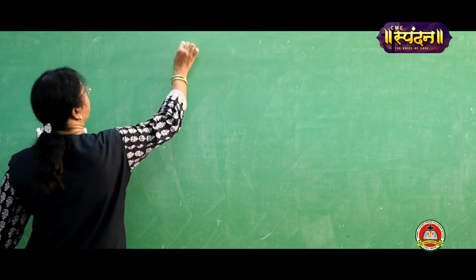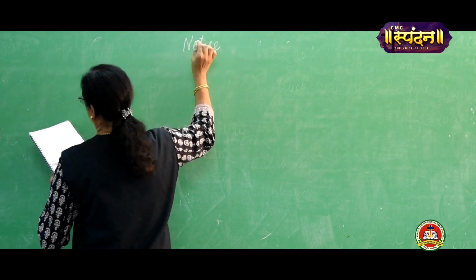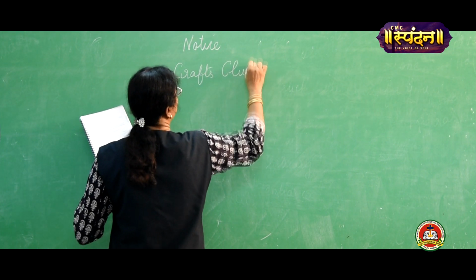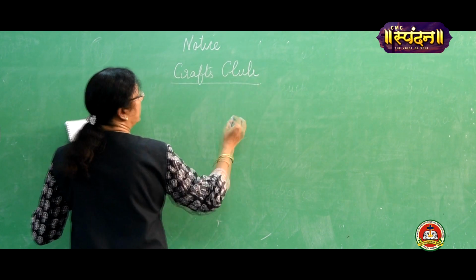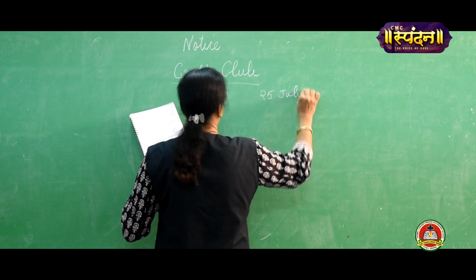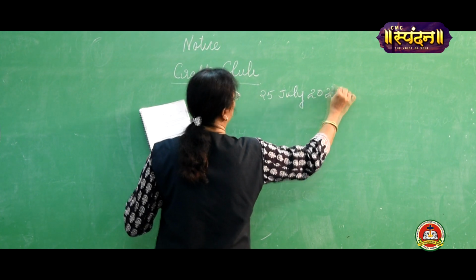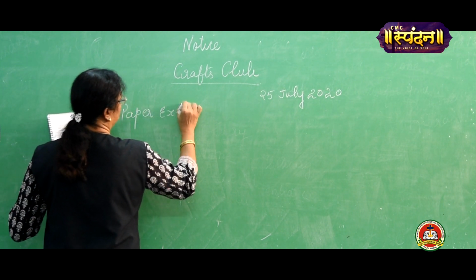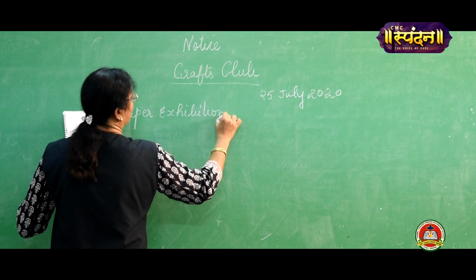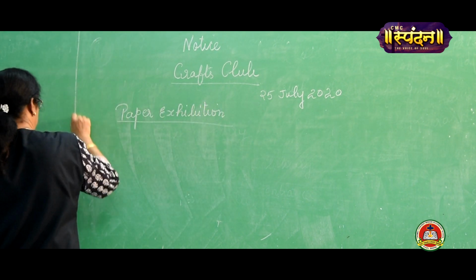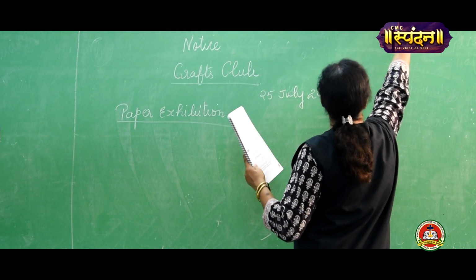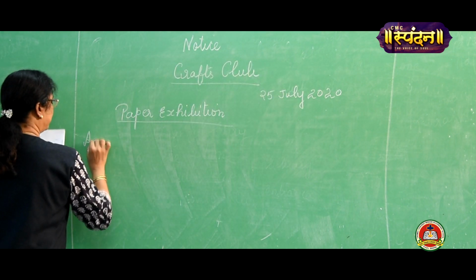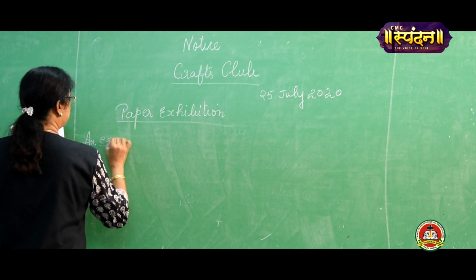Okay, like first it is written notice, then it is written crafts club. See, this is always written with capital letters, both the words. Okay, if you want to underline, you can underline also. Date is given, 25 July 2020 or 19, whatever it was. Then here they have given paper exhibition. You can highlight it. Okay, but first of all you have to make a box. A notice cannot be written without a box. Understood? Now I am writing the whole thing. They have given and then a dash is given. So I am writing here exhibition.